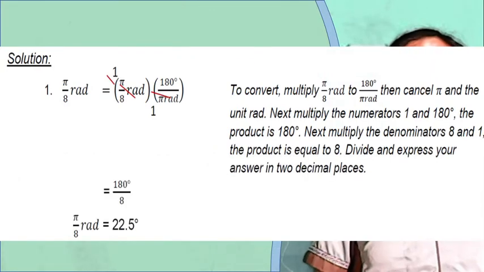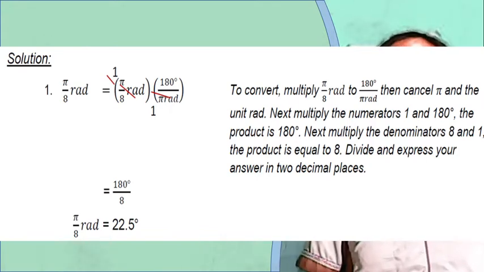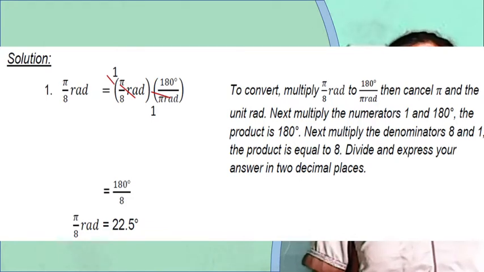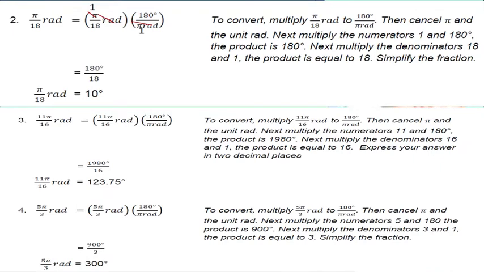Now, try to check the example number 2. Example number 2 is about converting radian measures into degree measure. Given number 1 is pi over 8 radians. Can you see the solution and how did it convert it into degrees? It is multiplied with 180 degrees over pi. Try to check if the same solution is applied on example number 2, number 3, and number 4.